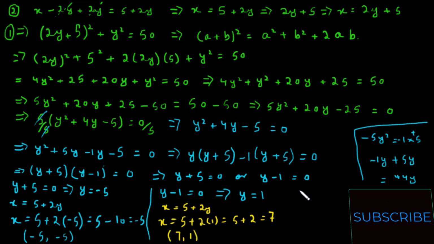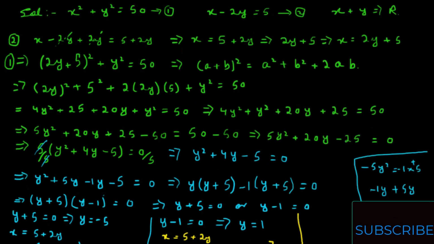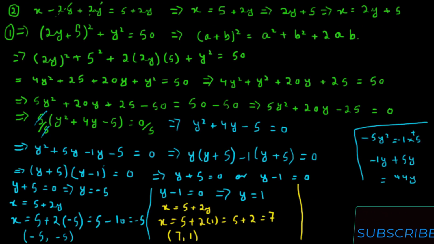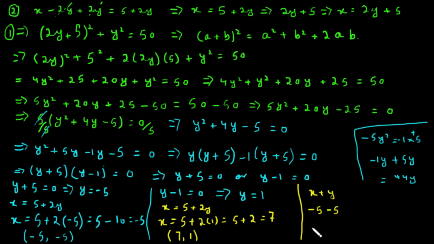But we need to know the required expression that we know from the very start, that is x plus y. We need to find this value. So substituting the values, x is minus 5 and y is minus 5, so this is equal to minus 10, and for the other pair it will be 7 plus 1, which is equal to 8. So x plus y has two possible values, minus 10 and 8. So that's the answer.